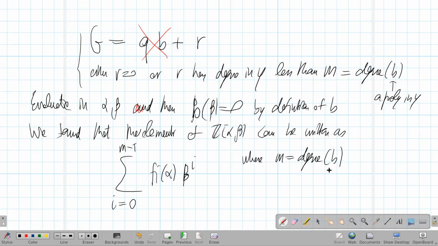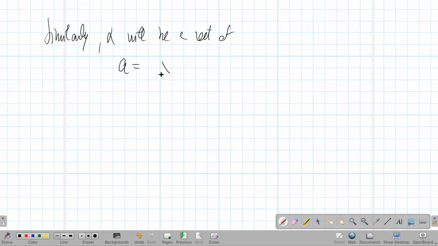And now, if you do exactly the same thing with alpha, similarly, alpha will be a root of a certain polynomial we call A, and this time we use n.